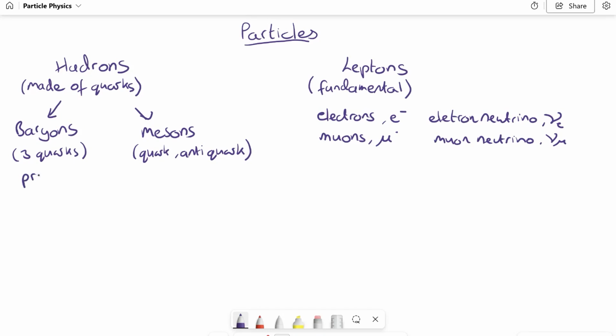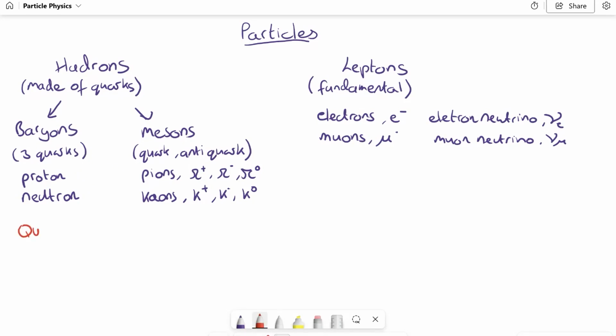Baryons, the only 2 we need to worry about really at A level are a proton and a neutron. And mesons, we've got pions. We have a pi plus, we have a pi minus, and we have a pi 0. And we've got kaons, which we have a K plus, a K minus, and a K 0. Now, there are other mesons, there are other baryons, but we don't really need to know too much about them.